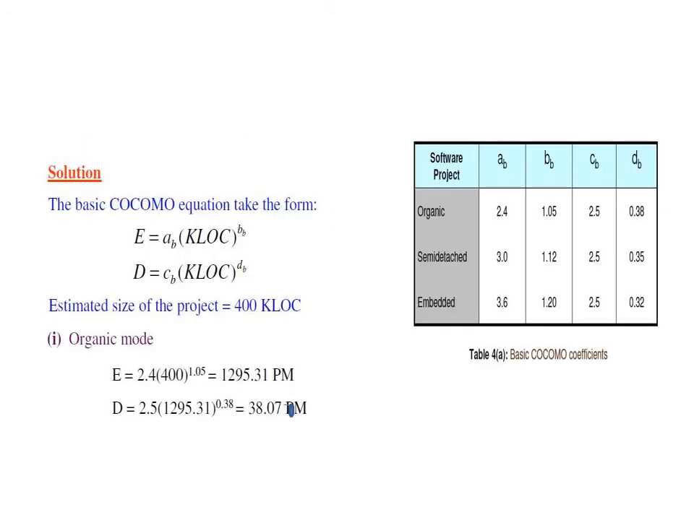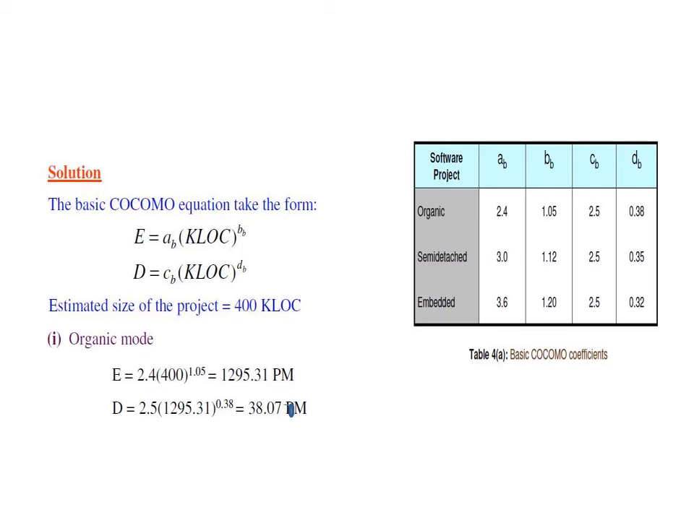So the equation to find the effort is a times kilolines of code raised to b, and for duration it is something different from this equation given in this particular slide: duration is c into effort raised to d. So applying all these coefficients and this equation, we will get the effort and duration. Here, what is this KLOC? That is the estimated size of a project, and the estimated size is 400 kilolines of code, so in the space for KLOC we use the value 400.